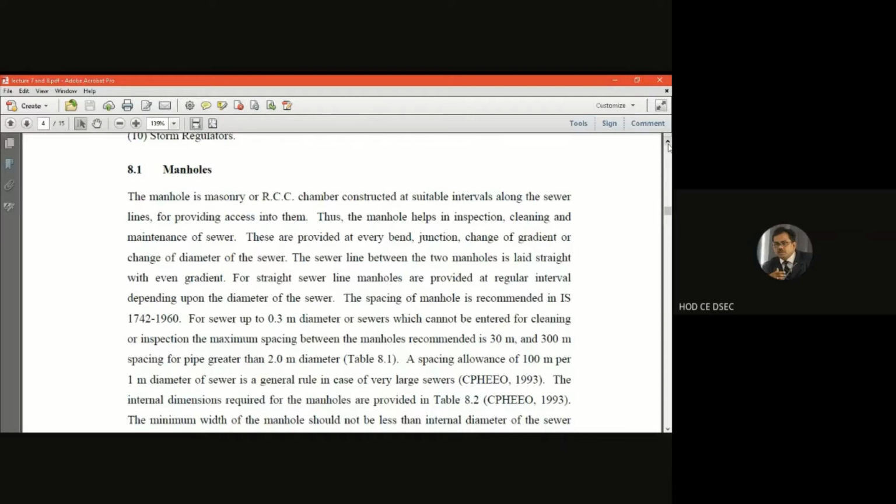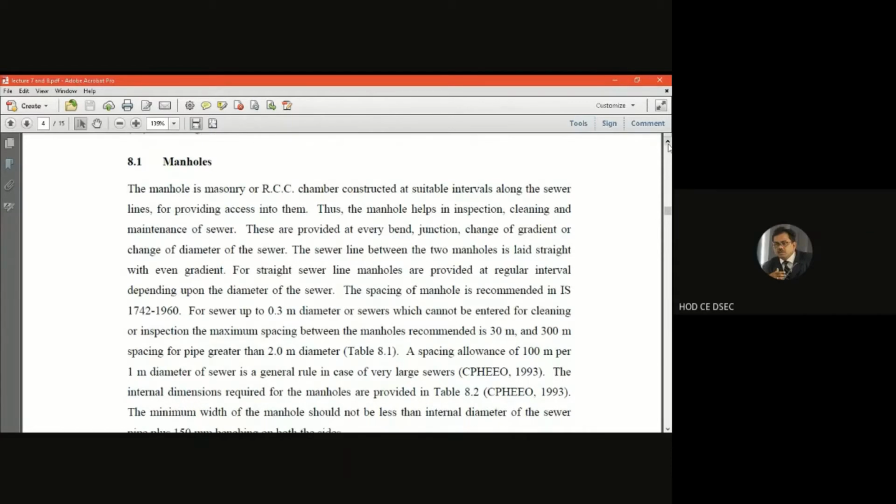So in general, the guideline as per CPHEEO, that is the Central Public Health and Environmental Engineering Organization: for sewers up to 0.3 meter diameter, or sewers which cannot be entered for cleaning, I am talking about the small diameter, the maximum spacing between the manholes recommended is 30 meter. And for a 2 meter diameter, the spacing will be 10 times, that is 30 meter will increase to 300 meter spacing.